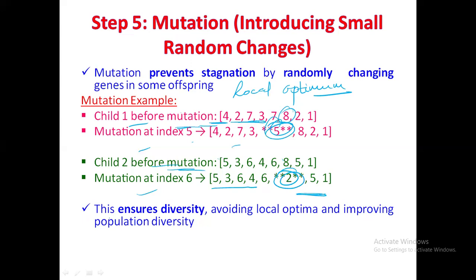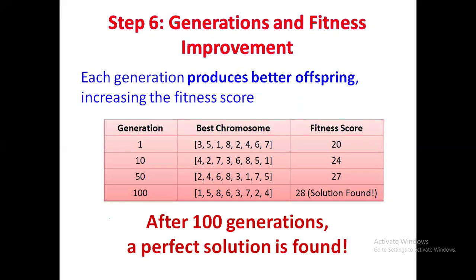So the next step is mutation. After the mutation comes generational replacement and evolution. After selection, crossover and mutation, a new generation is created, replacing some or all of the previous population. A new fitness calculation is performed, and the process is repeated for multiple generations until the optimal solution is found.